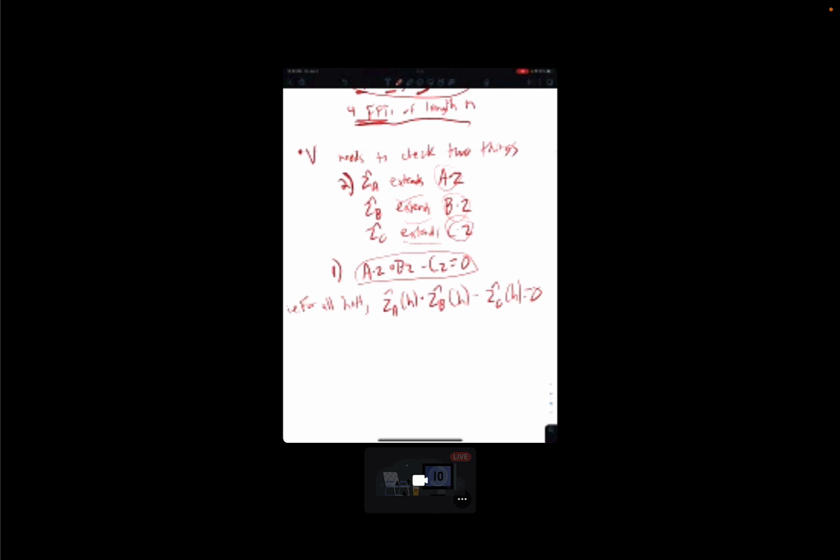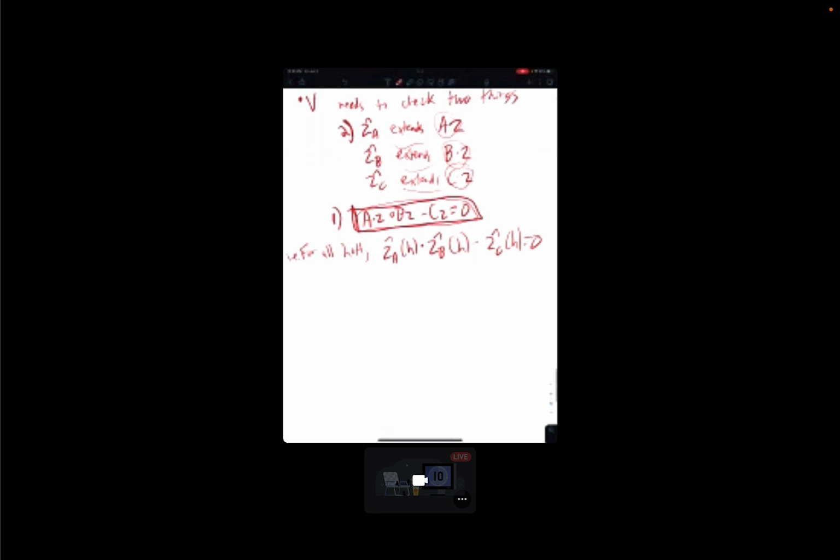Okay, so does it make sense that if the verifier were able to check these two things, it would be convinced that indeed Z satisfies the R1CS instance? Cool. Okay, so let's describe first how it's going to check that 1 holds.